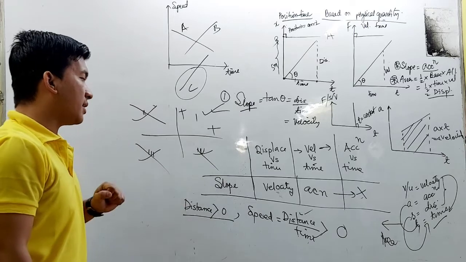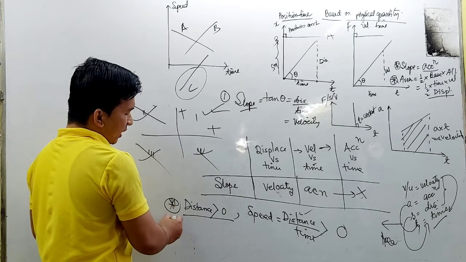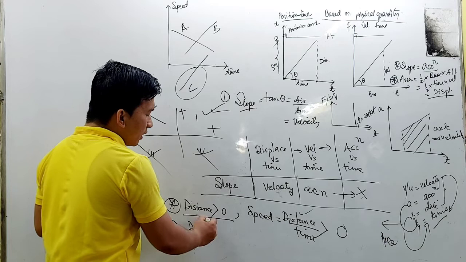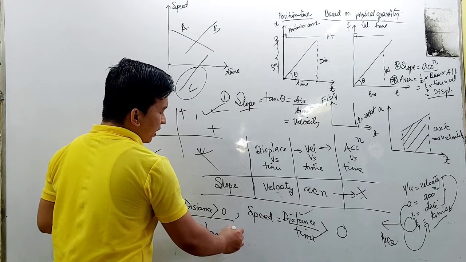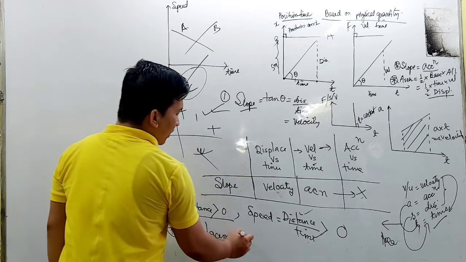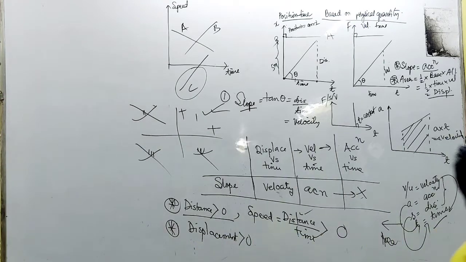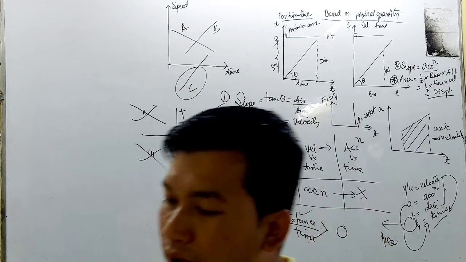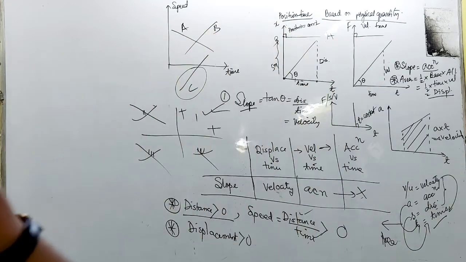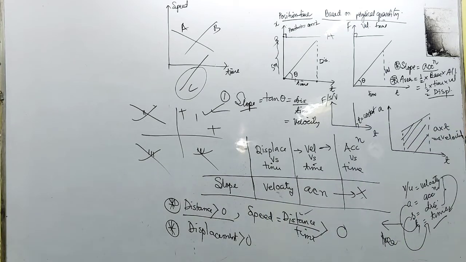Now let's move on to velocity. It is very simple. Displacement is with respect to your direction. It may be greater than 0, positive. Displacement will be positive when the body continues to move in a given direction.